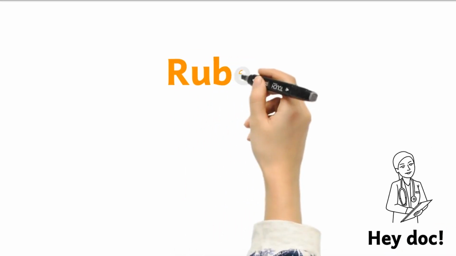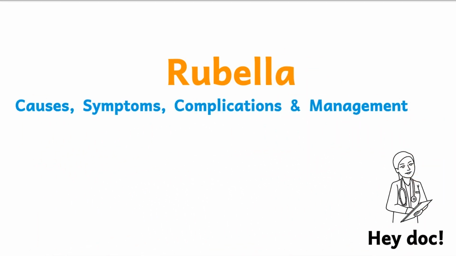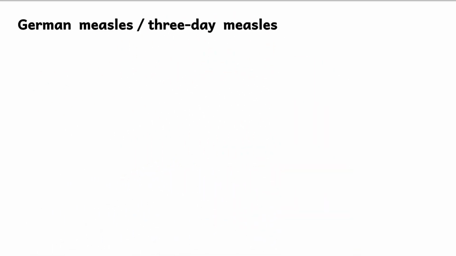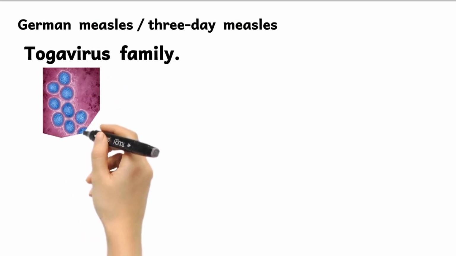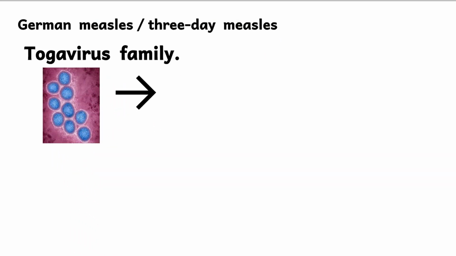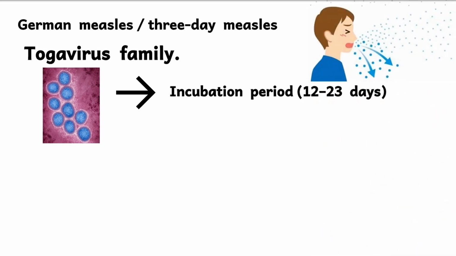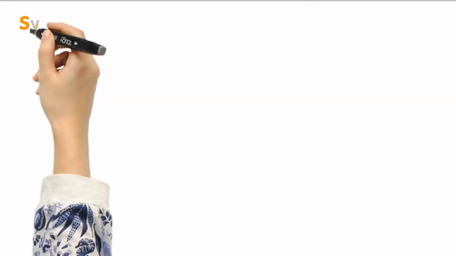Today we will be discussing rubella, its causes, symptoms, complications and management. Rubella, also known as German measles or three-day measles. The rubella virus is a member of the togavirus family. It has an average incubation period of 12 to 23 days. Rubella spreads when an infected person coughs or sneezes. Also, if a woman is infected with rubella while she is pregnant, she can pass it to her developing baby.